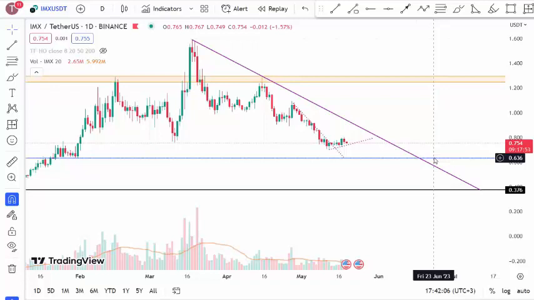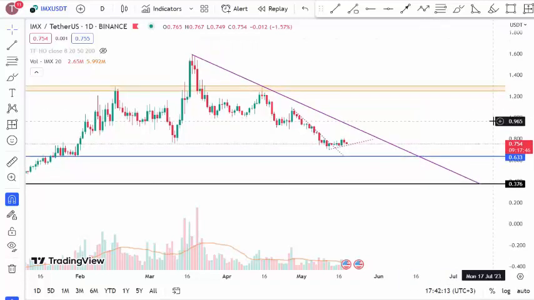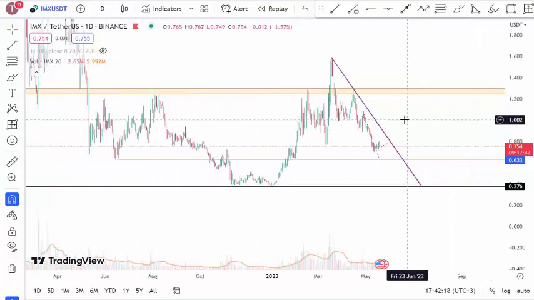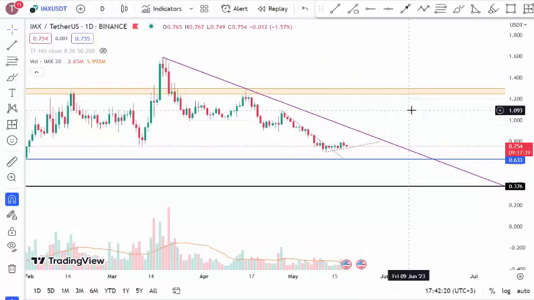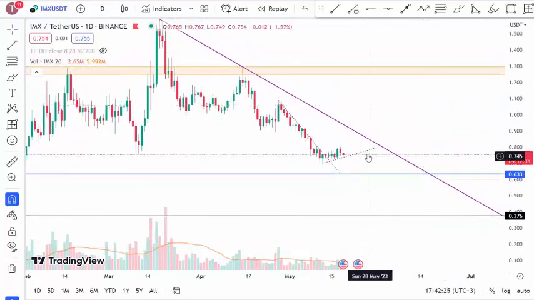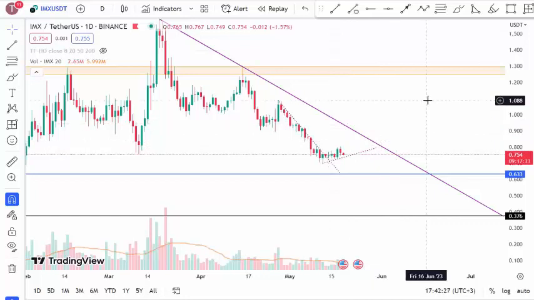Today, we will conduct a technical analysis of the Immutable X coin. Looking at our chart on the daily time frame, we can see that the price movements have been declining. We have already shared this information with you in our previous videos. Right now, you can see these dotted lines. These are support and resistance levels that we will examine shortly on the 4-hour time frame.